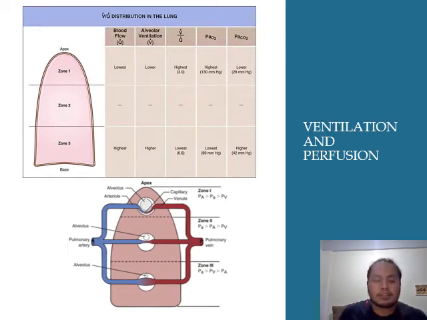Okay. There is a measure of function that we call the VQ ratio. This ratio has no value, it's not in mL, and it's not in milligrams. A ratio is just a ratio. It's just a numeric quantity that tells you whether the rate of ventilation and the rate of perfusion match up.